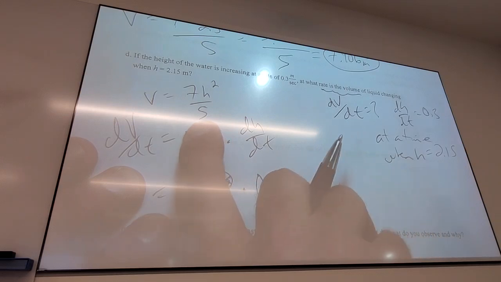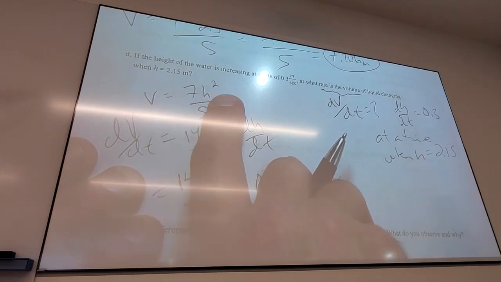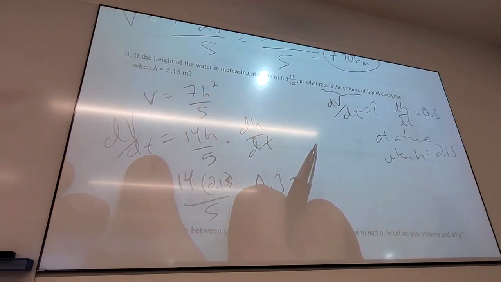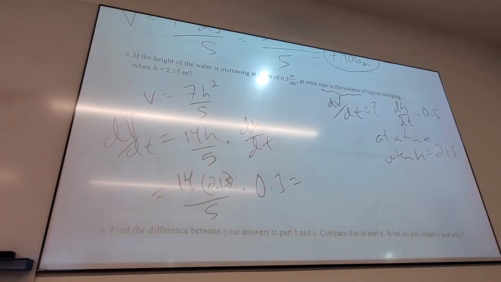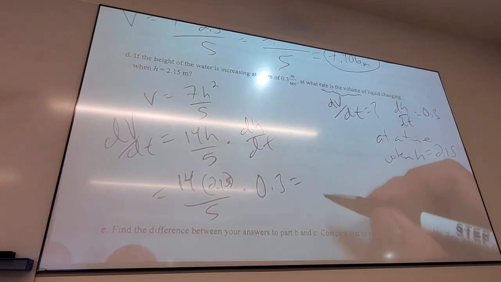So I have a formula for volume. It relates volume and height. I want to make a formula that relates the rate of change of volume and the rate of change of height, because I know the rate of change of height and I want to know the rate of change of volume. So of course I need a formula that's got those in it. How do I do that? Derivative, because they're all about derivatives. Then I can plug stuff in. And then I get whatever that is. I don't know.